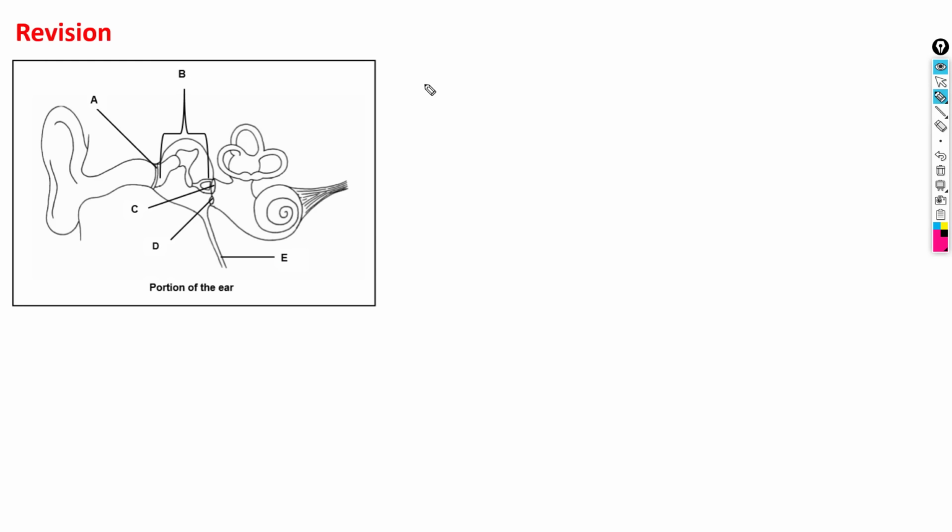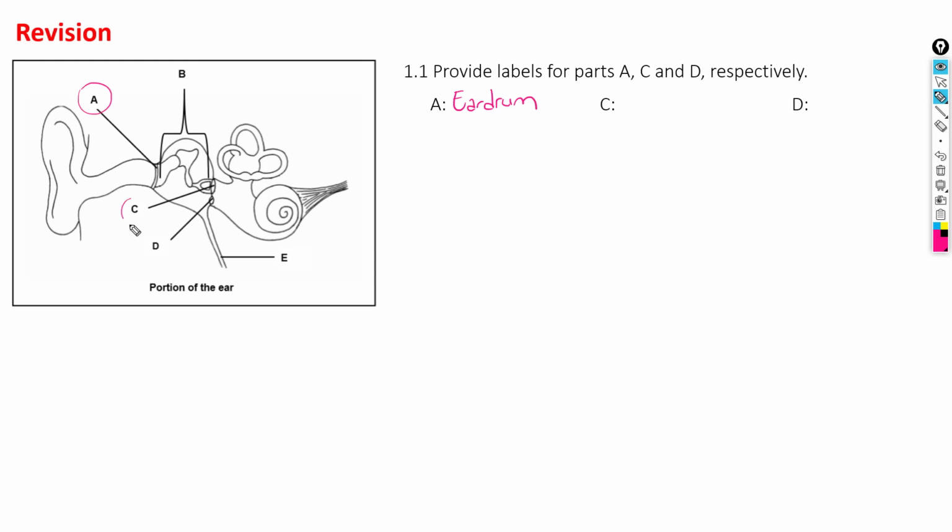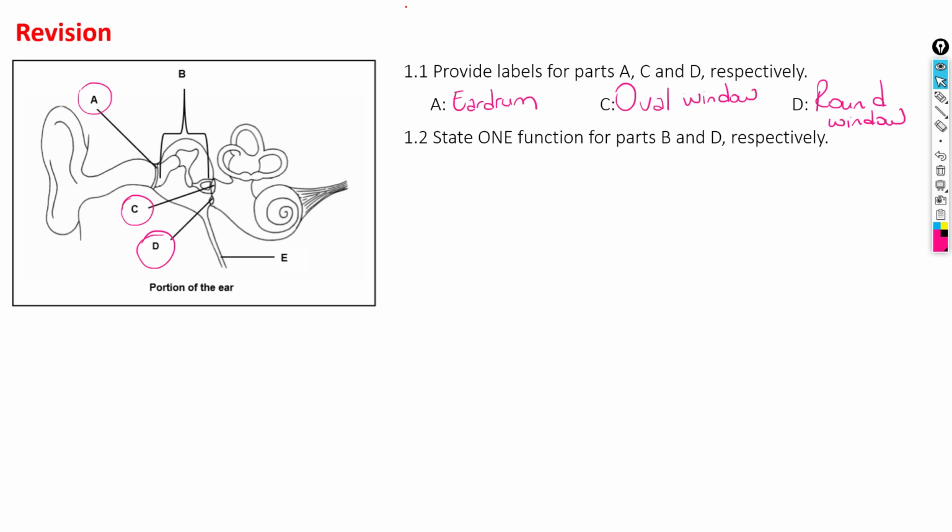Now, here are some questions for us to revise. Question 1.1 asks us to provide labels for parts A, C, and D respectively. So the A is going to be eardrum, C here, two windows, the upper one is going to be oval window, and the lower one round window.